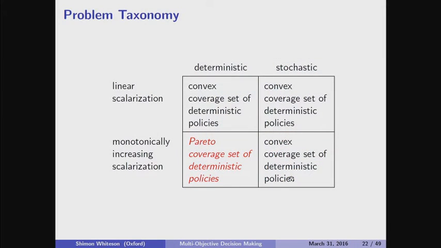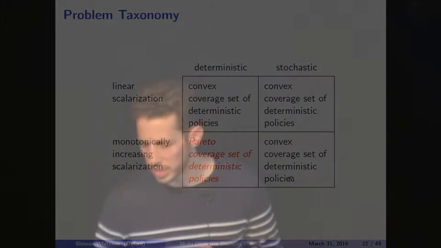Okay, so that was the top left corner. Because we have a linear scalarization function, and for now we're considering only deterministic policies, our solution concept consists of a convex coverage set of deterministic policies.